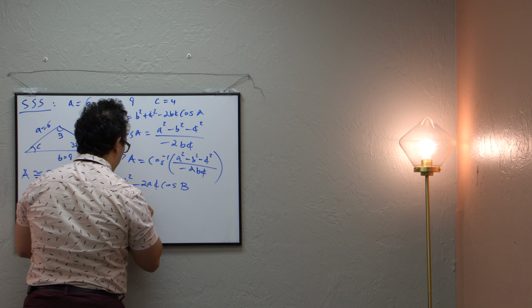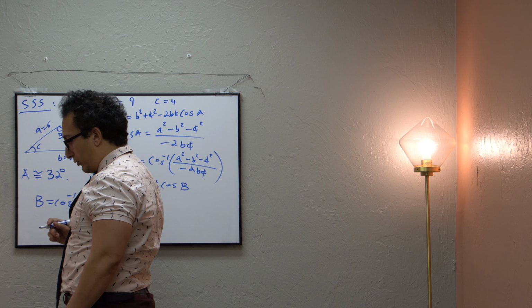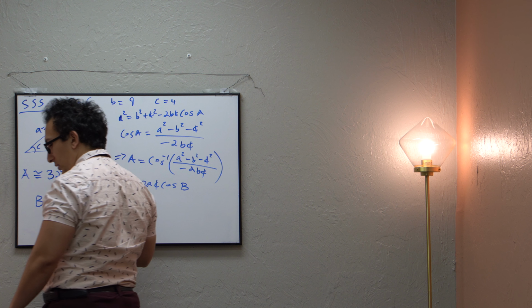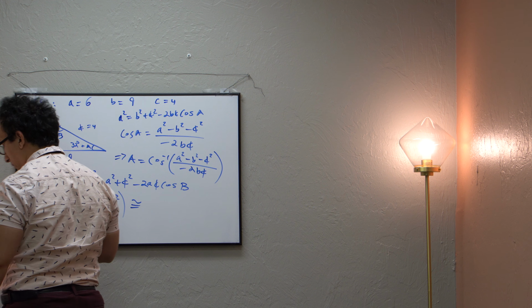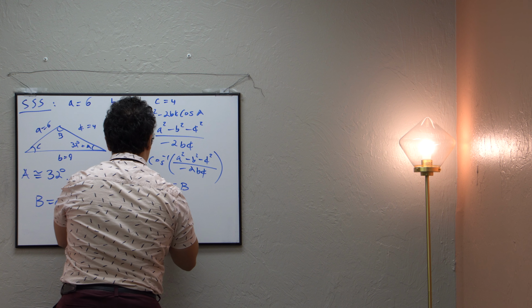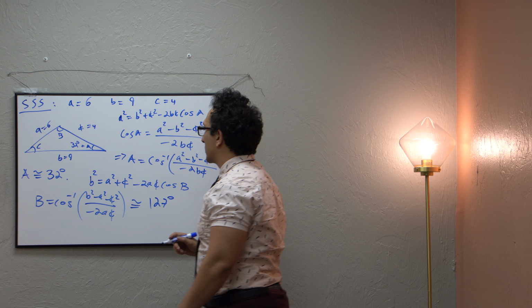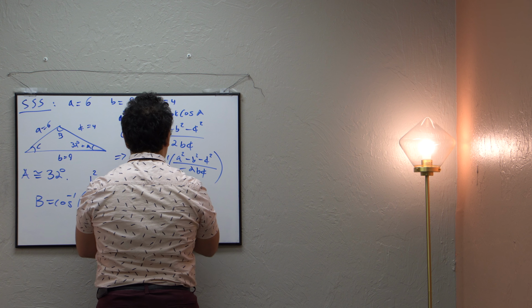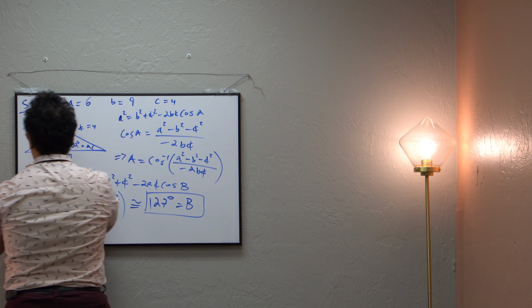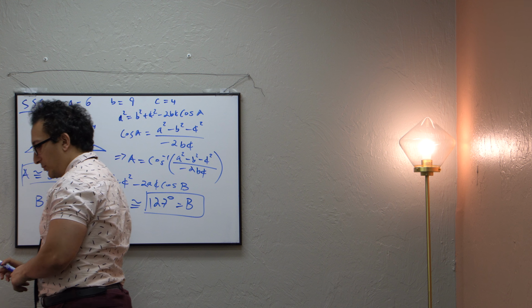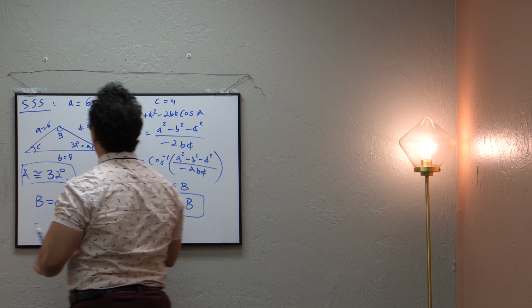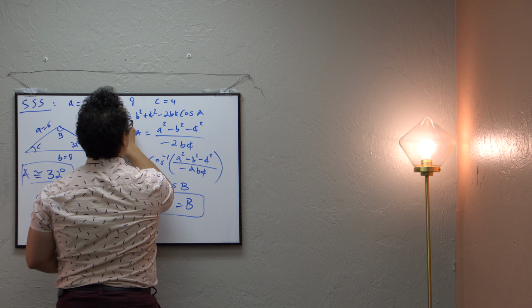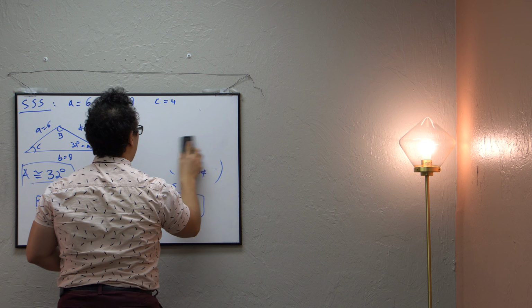And so then we get capital B is approximately equal to 127 degrees. Okay. So now we know what capital B is, and we know what capital A is. From this point on, it's pretty straightforward on how to get capital C.